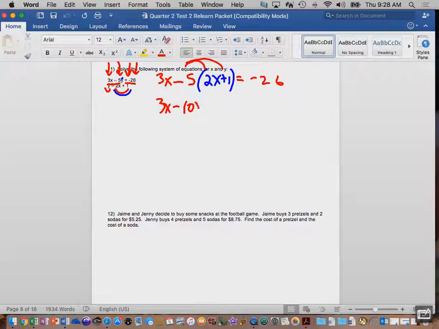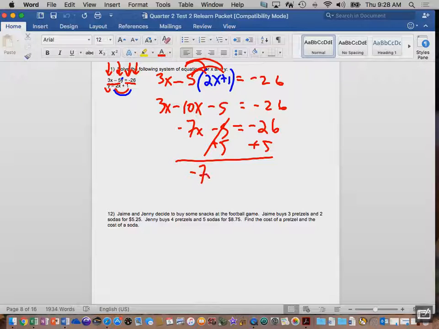3x minus 10x minus 5, distributing the negative 5, is equal to negative 26. 3x and negative 10x make negative 7x. That's the same side, same operation, combined like term situation, equals negative 26. Add 5. Negative 7x is negative 21. Divide by negative 7, x is 3.